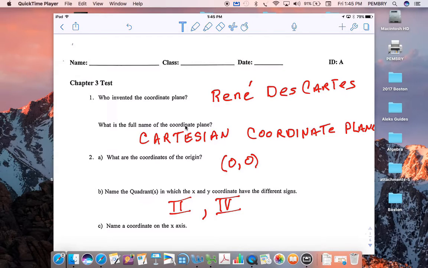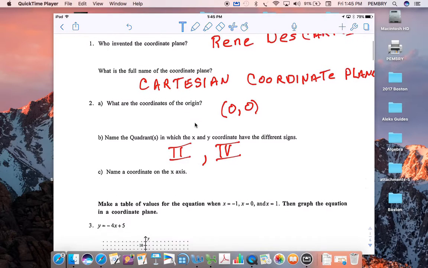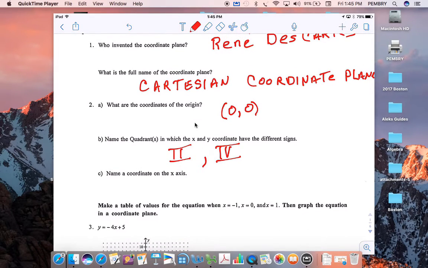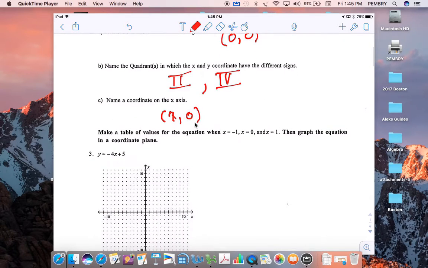The two quadrants in which the x and y coordinates have different signs are 1 and 4. A coordinate on the x-axis will have a y value of 0. So you can put any number you want in the x place, but the y place must have 0. When you make a table of values, you were told that you should put in -1, 0, and 1.